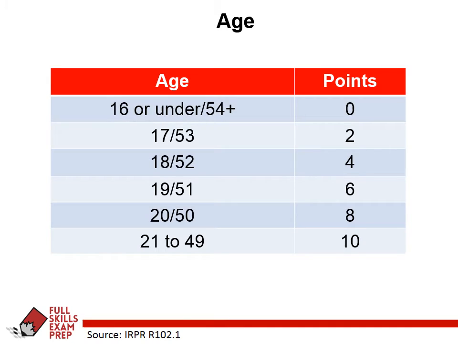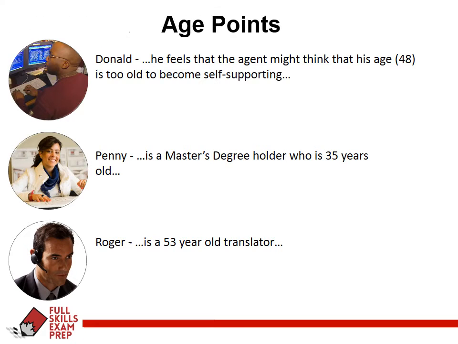With age, you can see in Regulation 102 that we have this grid. That's pretty helpful, pretty straightforward as well. And when we relate this to our stories of Donald, Penny, and Roger, we can see that, again, it's pretty straightforward. Donald is 48, Penny is 35, and Roger is 53. So if you want to take a few seconds, you can look this up on page 32 of your test day data book to see how many points they would likely get under age.